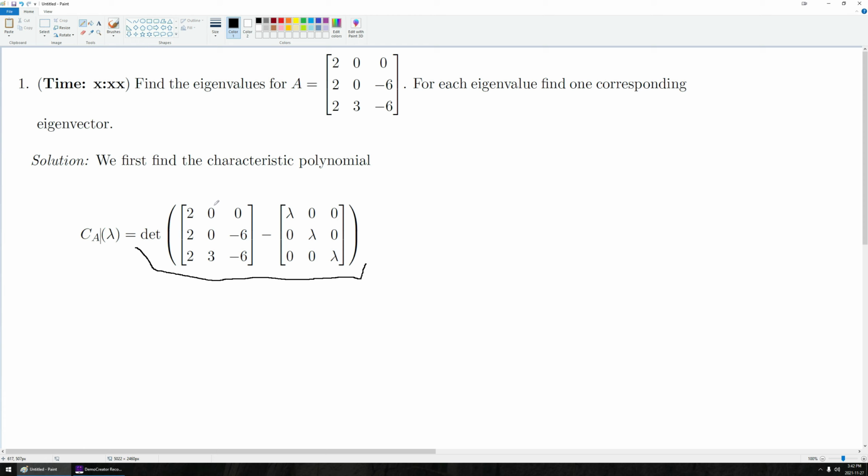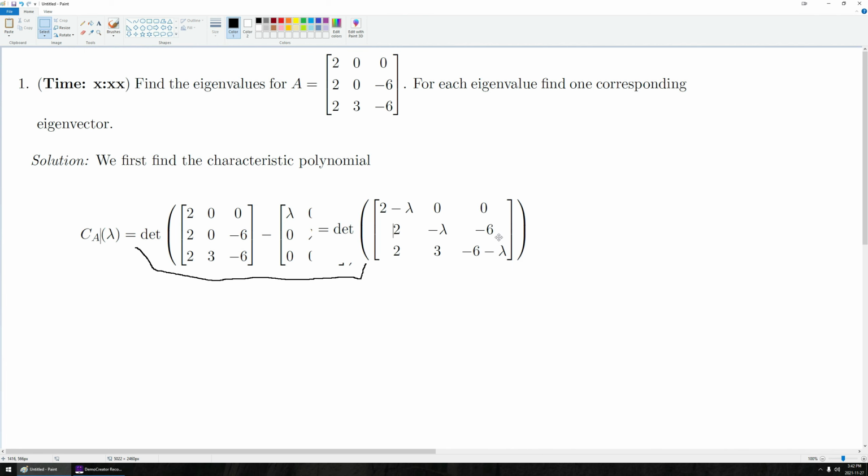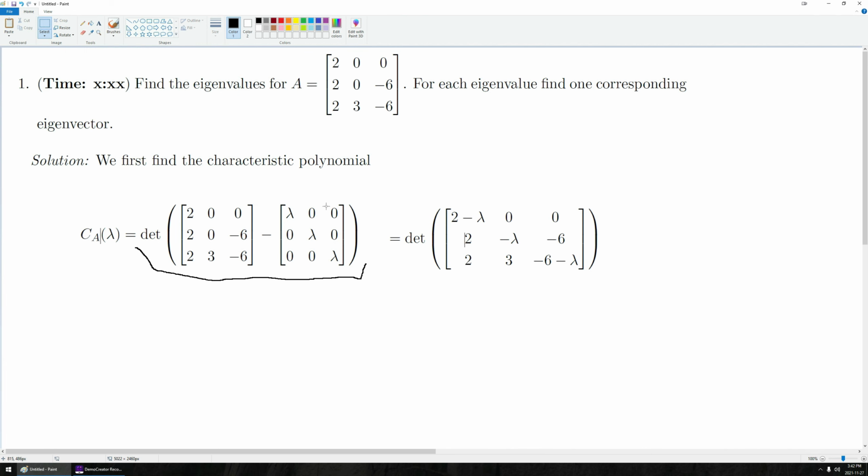If I take the difference of these two matrices, I simply notice that this is just going to be the determinant of this quantity here, right? I just subtract these lambdas off the diagonal, and that's what I want to find the determinant of. So here I need to decide how I am going to find this determinant. Do I want to take the determinant as is, or do I want to do some elementary row operations to first simplify the matrix a little bit?